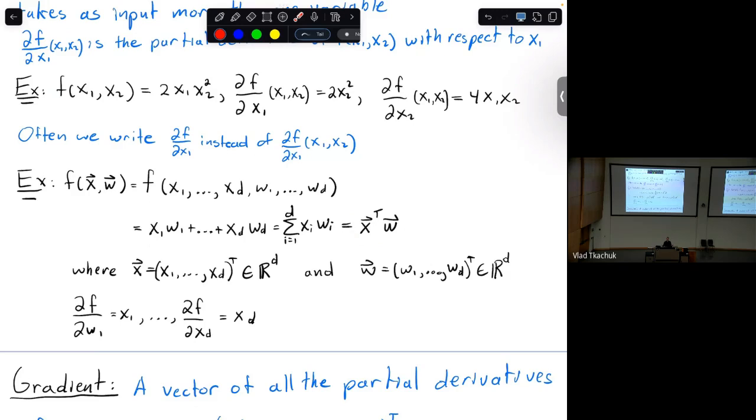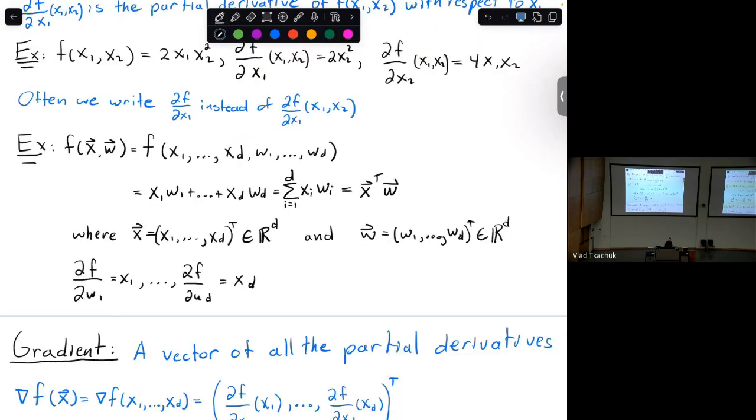Now let's talk about its partial derivatives. The partial derivatives turn out to be super easy. Let's do the partial derivative with respect to the w's. We can do it for the x's as well, but let's just do the w's. I want to take the partial derivative with respect to one variable, such as w1. So I look at the function, and I hold everything else constant.